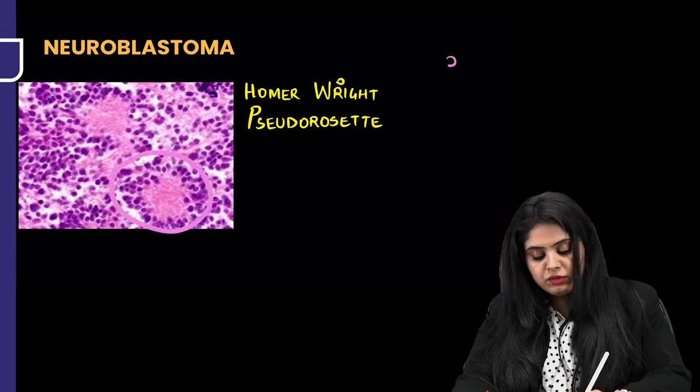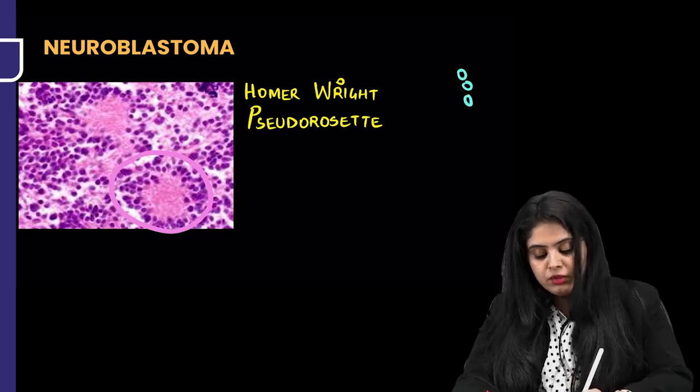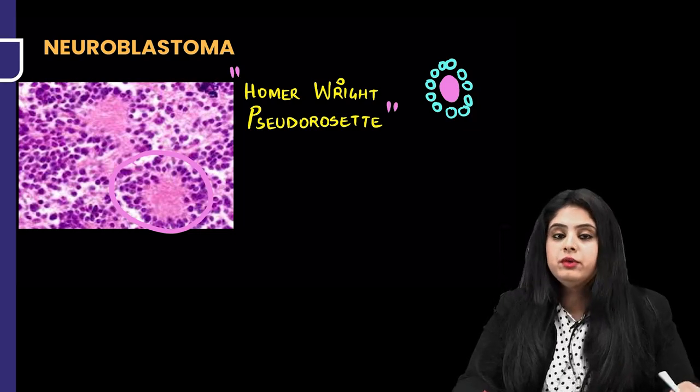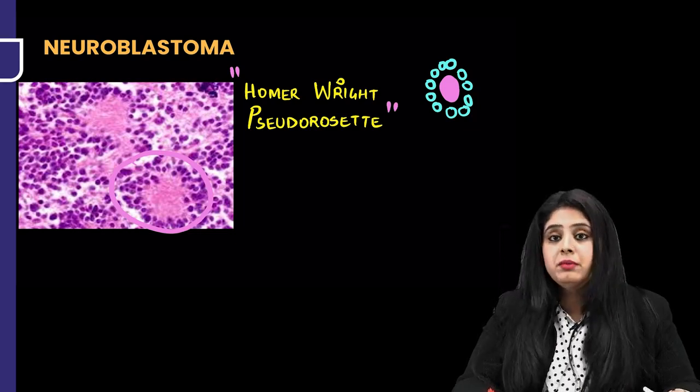Look, what is this rosette? You are going to see these blue colored, round cells. And what are they covered with, or what are they going to have? They are going to have the pink material. So please remember, Homer Wright pseudo rosette is going to be seen over here in a case of neuroblastoma.